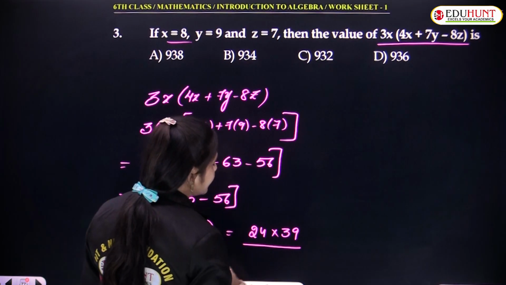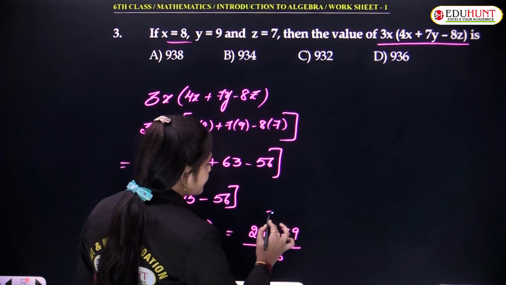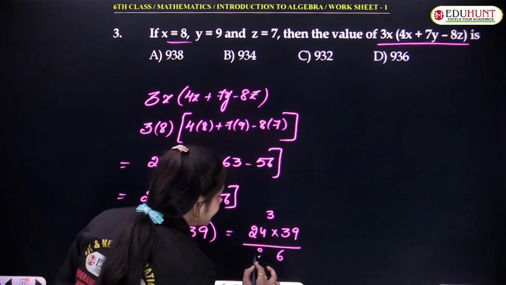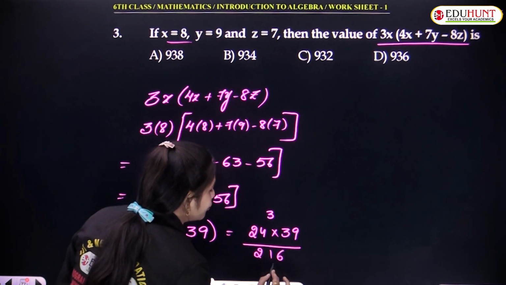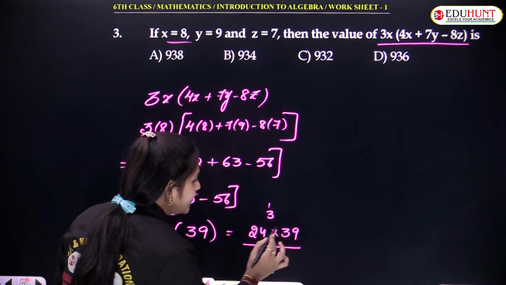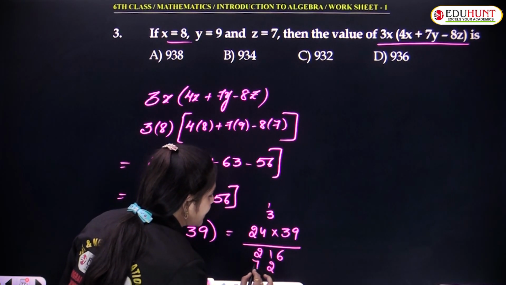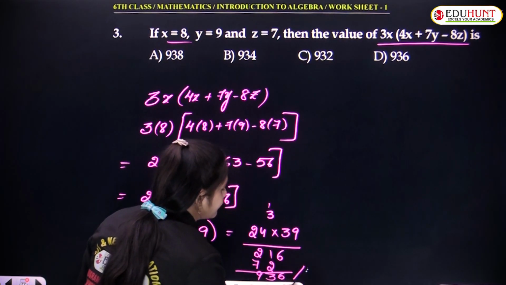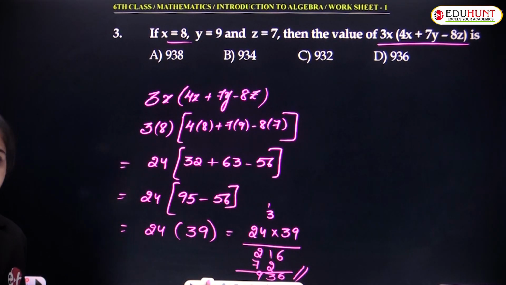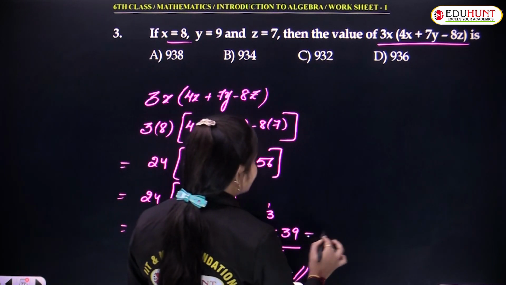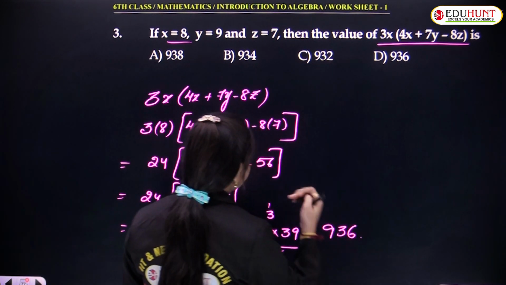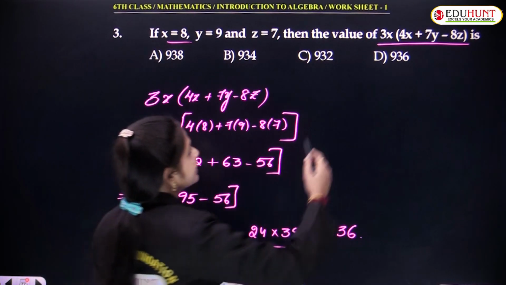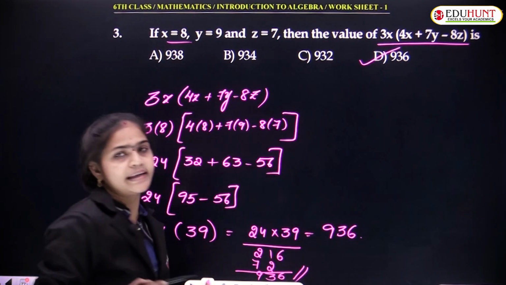How much will you get here? 9 4s are 36, 9 2s are 18, 18 plus 3 is equal to 21. 3 4s are 12 and carry over 1. 3 2s are 6 plus 1 is 7. Finally here 6 3 9. So what is the answer here? 936. Am I clear to you? So the answer is 936. Option D is correct.